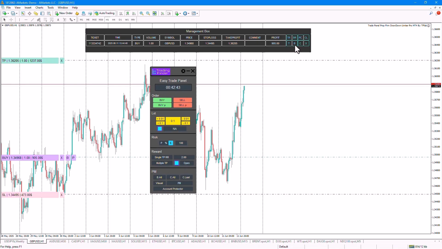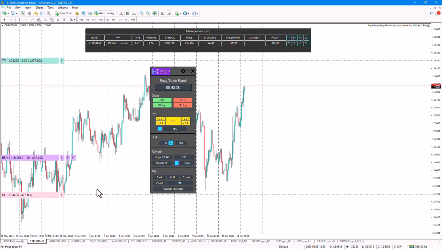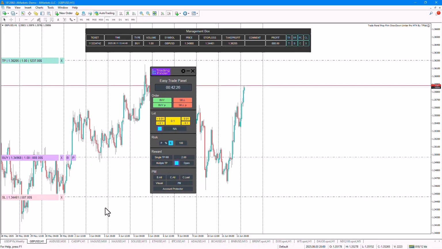By clicking on the break-even option, my trades become risk-free and my stop-loss level moves to the entry point, allowing me to make my trade risk-free. Here you can see that my stop-loss level has been adjusted. Also, by clicking on section B at the entry point, I can use the break-even option and make my trade break-even and risk-free.